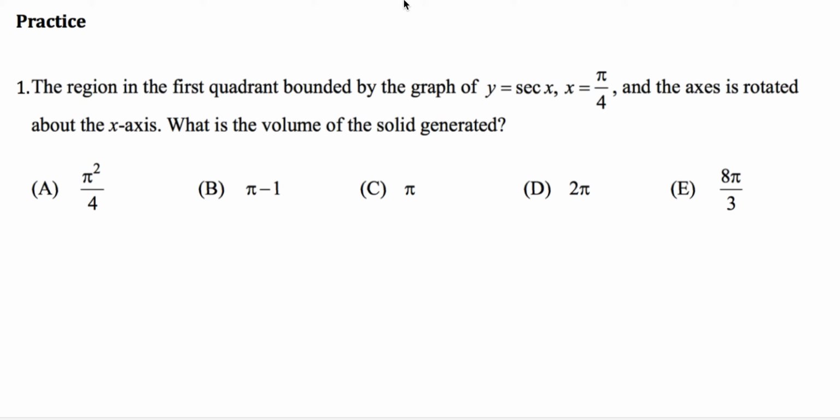Hello, let us look at some volume questions together. The first question here: the region in the first quadrant bounded by this function over here, and then x equals pi over 4, and it is rotated about the x-axis. What is the volume of the solid?